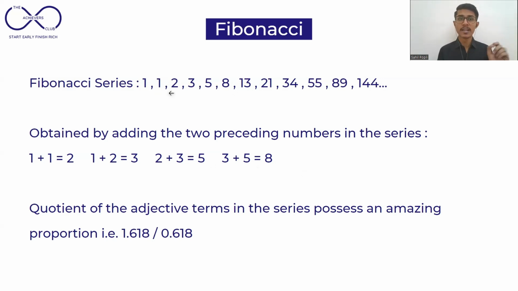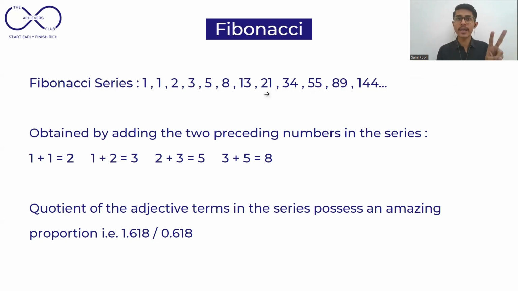Let's take an example from 2. If you divide 2 by 3, that becomes 0.618. On the other side, if you divide 3 by 2, that becomes 1.618. Similarly, if you divide 3 by 5, that becomes 0.618, and if you divide 5 by 3, that becomes 1.618. This means if you divide the smaller number by the bigger number in this series, you get the quotient of 0.618. Similarly, if you divide the bigger number by the smaller number, that becomes 1.618, and so on.